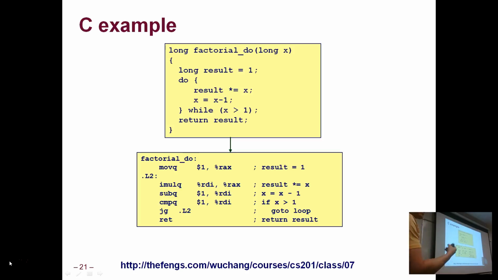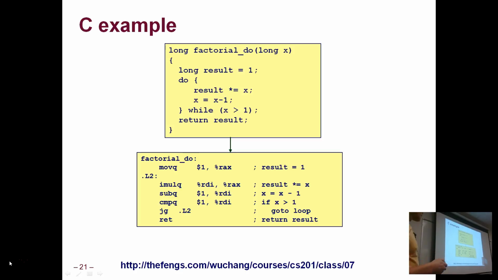And of course, you have to use the imul quad here because there's no constant that you're multiplying. So you can't use the LEA quad trick or the shift trick. That's an arbitrary integer in RDI and in RAX. So you have to take RAX and multiply x into RAX, subtract 1 from x, compare x to 1, and if x is greater than 1, you jump back to L2.